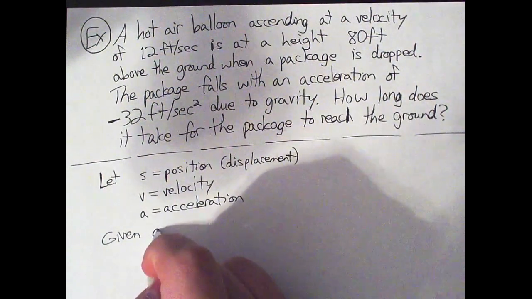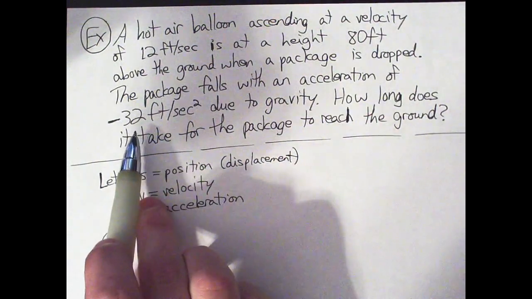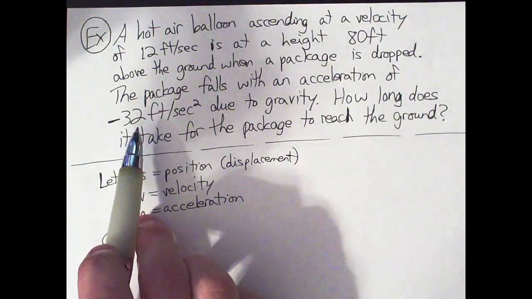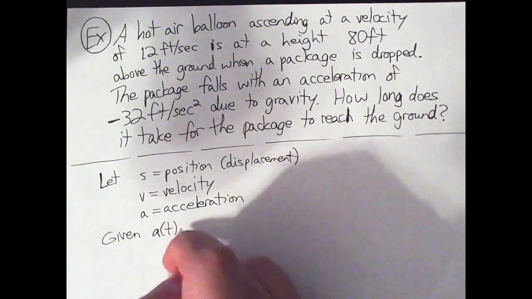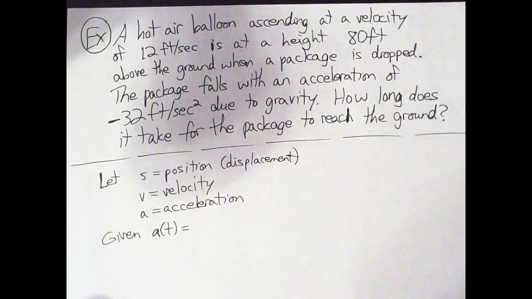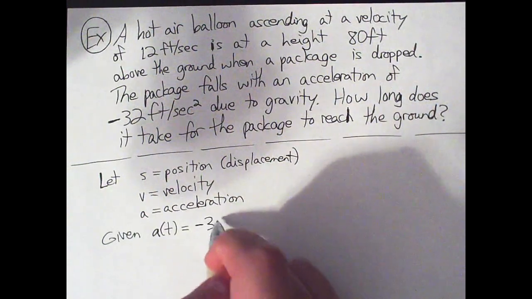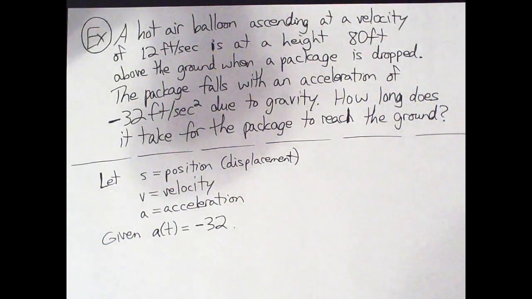So I'm given acceleration. The acceleration can be thought of as a function of time. So let's write A of t. All of these can be thought of as a function of time: S of t, V of t, A of t. The function for acceleration just happens to be negative 32. It's a constant function. No matter what t value you put in, you just get negative 32. That's because the acceleration is not changing, and that's because gravity is not changing. So it makes sense that it's a constant function.